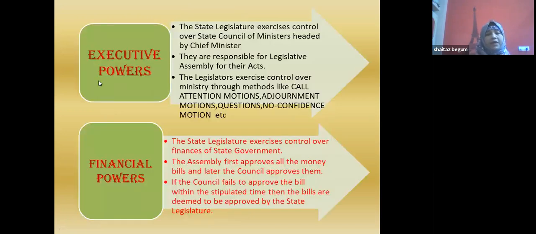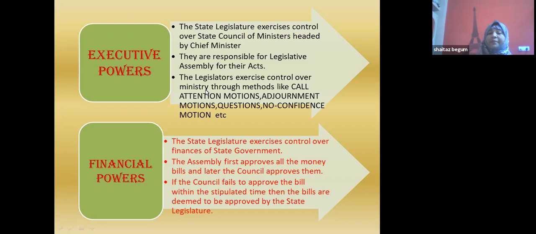The next important powers are executive powers and financial powers. The state legislature exercises control over the state council of ministers headed by the chief minister. The state executive, what is the state executive, students? In my earlier session I have discussed the chief minister and the state council of ministers, they perform the state executive. These ministers are directly responsible to the legislative assembly for their acts. Each minister is in charge of a different department, so that particular minister is answerable for his department. The legislatures exercise control over the ministry.